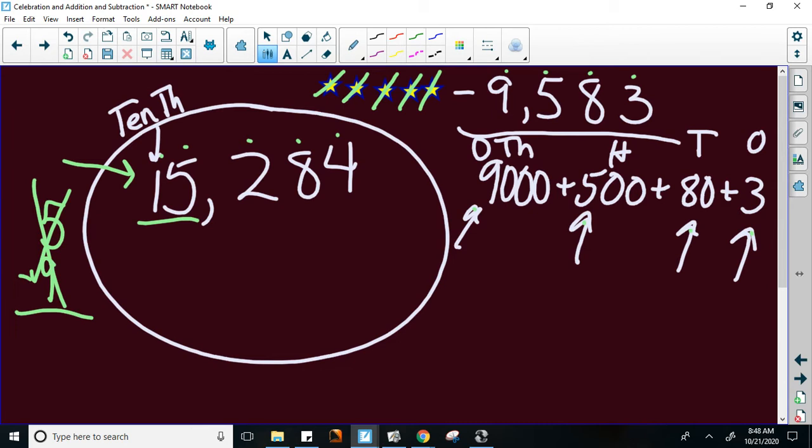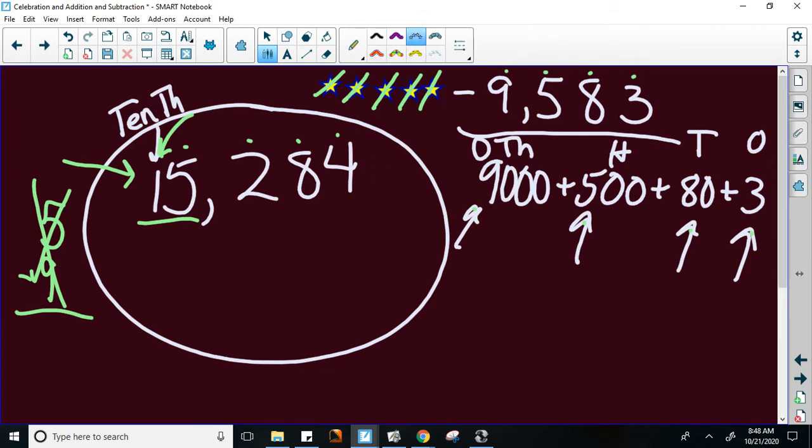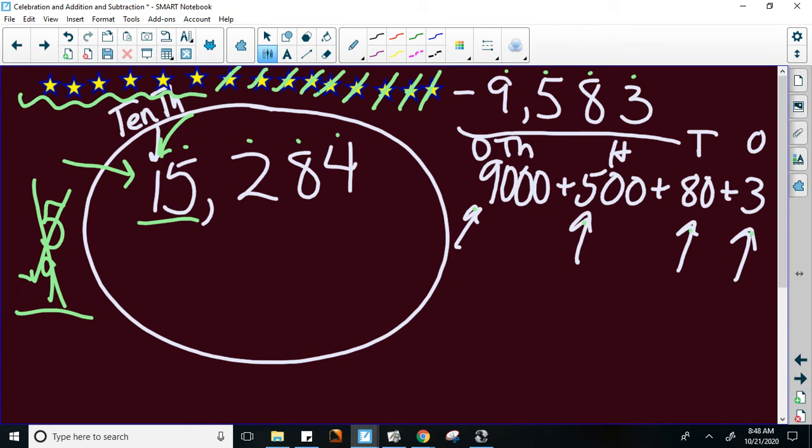But what if I borrowed? What if I regrouped? What if I took from the 15? If I take that, then I would have more, and I could do it. So if I add 10 from the 10,000th place, and I had 15, 1, 2, 3, 4, 5, 6, 7, 8, 9, 10, and then I already had the 11, 12, 13, 14, 15. Now I could take 9 away. 1, 2, 3, 4, 5, 6, 7, 8, 9. How many thousands do I have left?